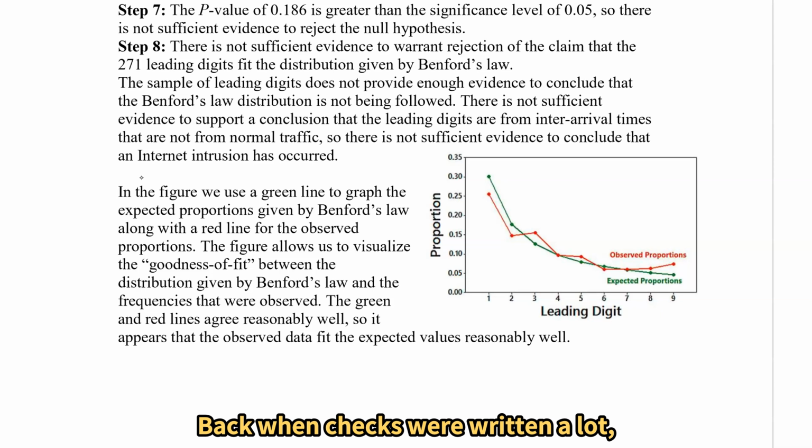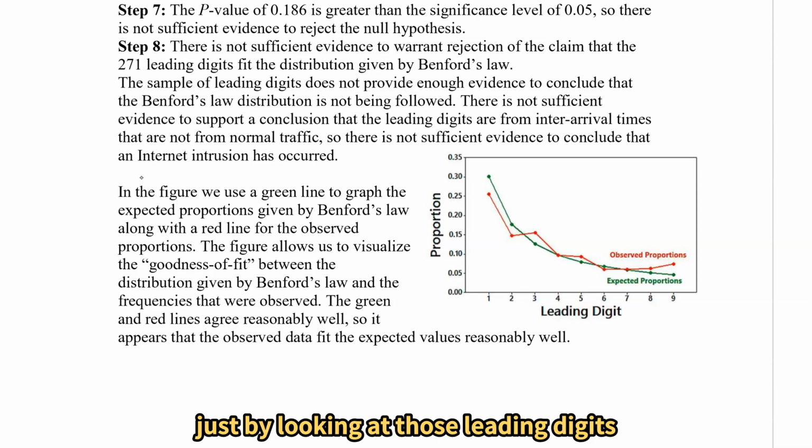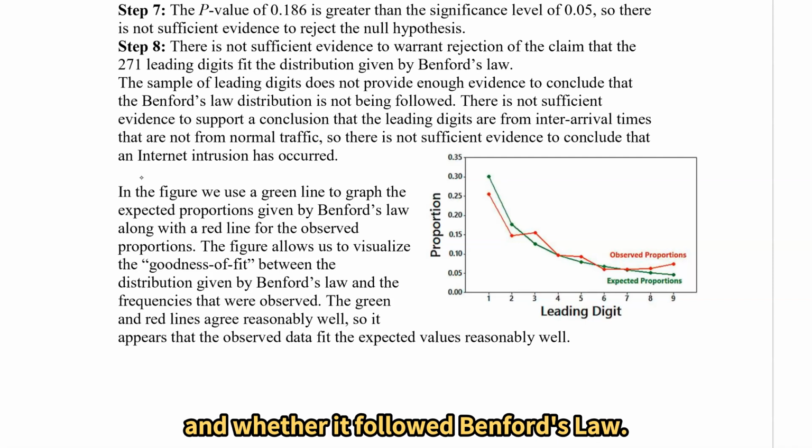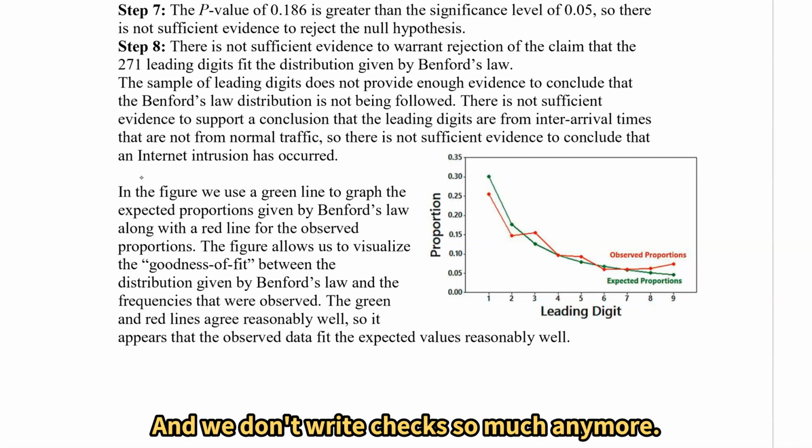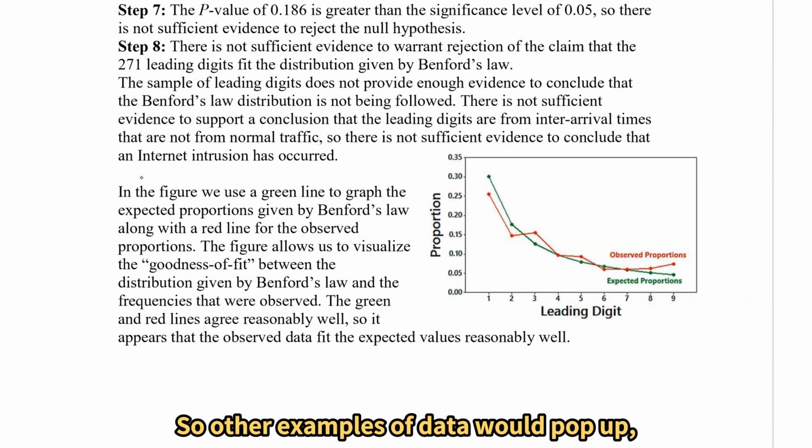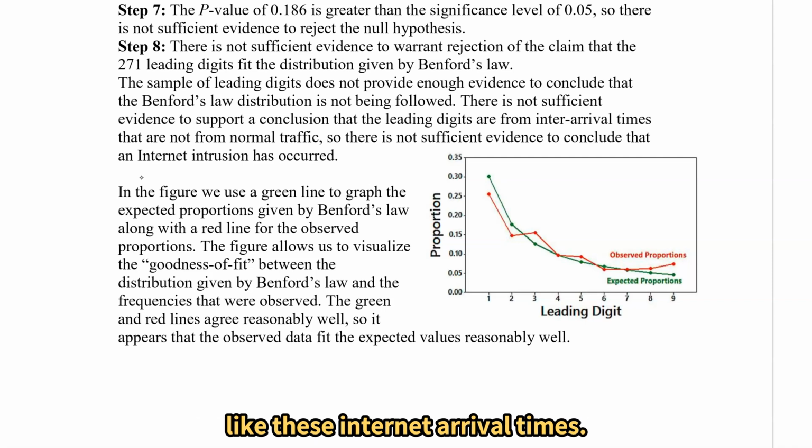Back when checks were written a lot, they could find suspicion of fraud just by looking at those leading digits and whether it followed Benford's law. And we don't write checks so much anymore, so other examples of data would pop up, like these internet arrival times. There could be a hacker involved or some kind of internet intrusion that would cause the data not to follow Benford's law rather than being just natural.